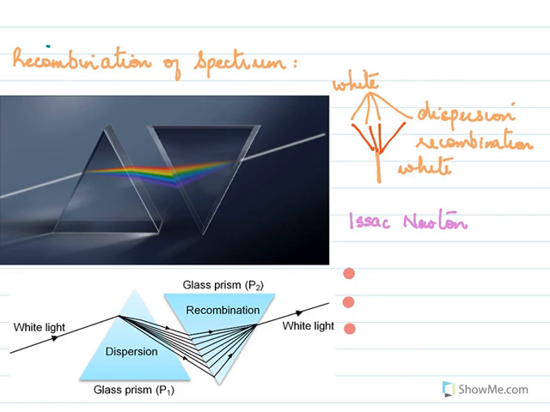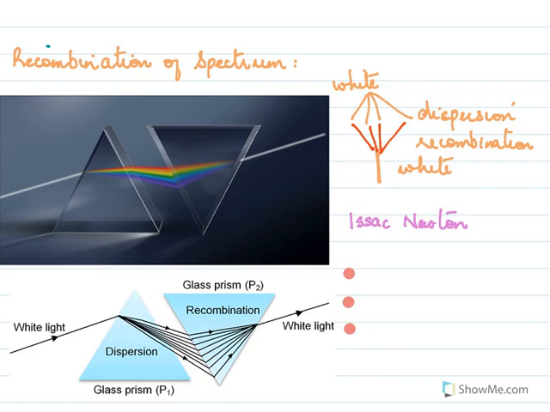Now when the light broke up into the 7 colors, he thought if we kept another prism, it would break up further into more colors. But to his surprise, when he placed another prism, an inverted prism, he found that the colors recombined to form white light again. This was a proof that white light was made up of many different colors.